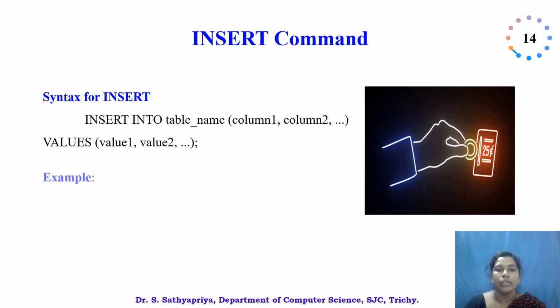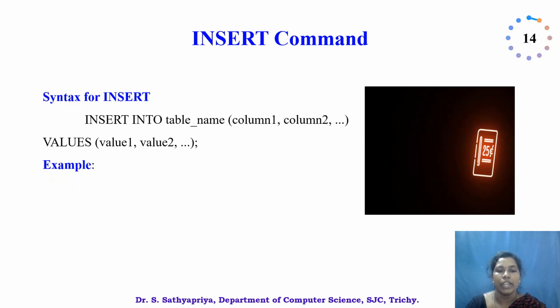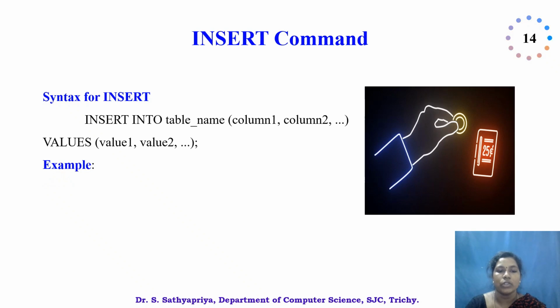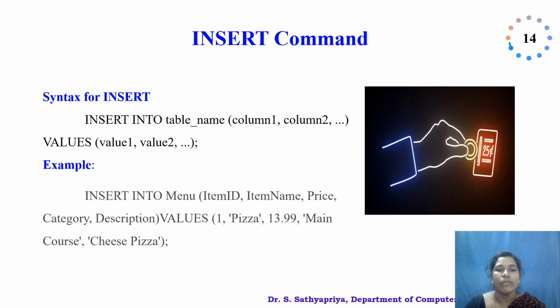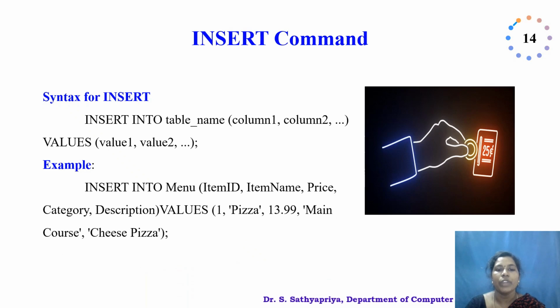Consider an example. If you are adding a new item, pizza, to the menu table of your restaurant, the insert statement allows you to specify all relevant details like the item ID, name, price, category, and description. Now the database has a new row for pizza in the menu table. The query will be insert into menu, item ID, item name, price, category, description, and then their values.